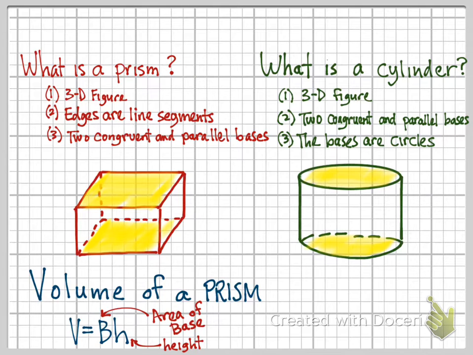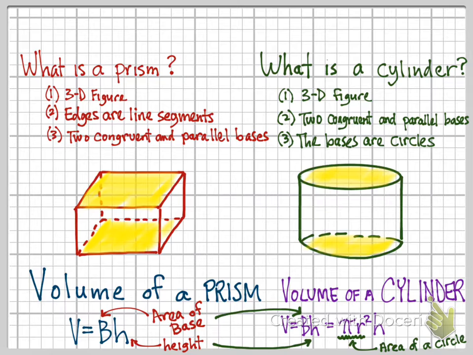The next question, what is a cylinder? A cylinder is a three-dimensional figure. It also has two congruent and parallel bases, but what makes a cylinder different than a prism is that a cylinder has bases that are circles. As you can see in the picture, the top and bottom of the cylinder are yellow and they are circles, and those are the bases.